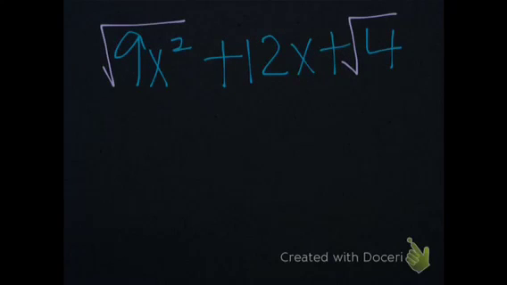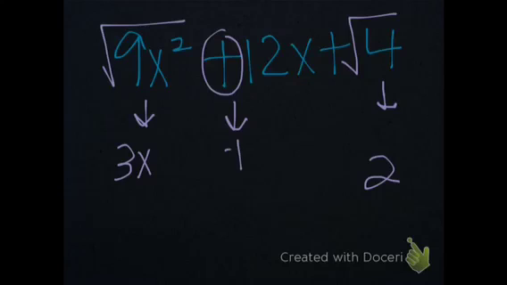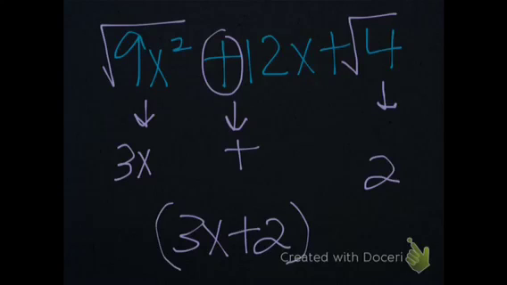Now you can square root the functions. 9x squared goes to 3x. The square root of 4 goes to 2, and you need to bring down the positive sign. Combine both numbers and square it.